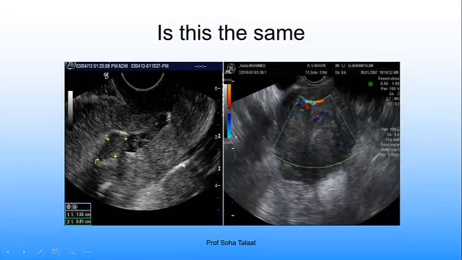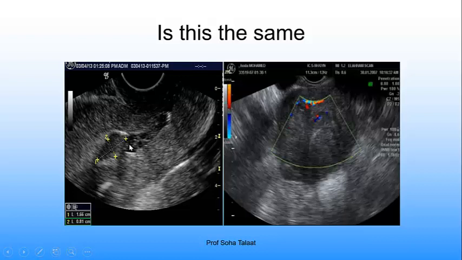So what about this one? Is this the same? No, it is not the same. It is hypoechoic, or we can say that it is isoechoic to the myometrium. It has a myometrial base. We have here a myometrial base, and the endometrium is seen splayed over it. So this is an intracavitary fibroid or pedunculated submucous fibroid, FIGO stage 0.